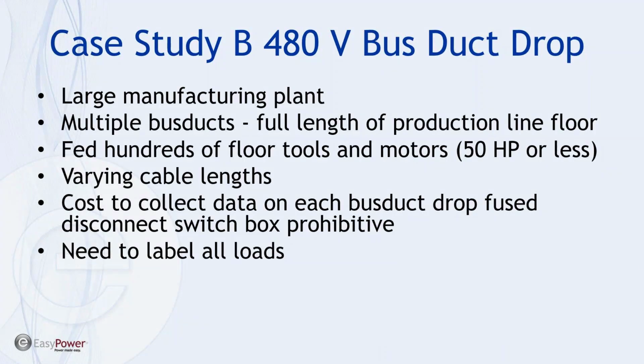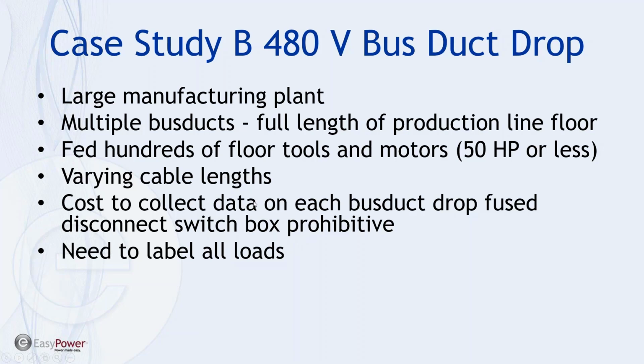Now the second case is a little bit different because it's on a 480 volt bus system. In this case, this was a large manufacturing plant. In fact, they had several facilities, and in each facility, they had multiple bus ducts that ran the full length of the production line, and each of these bus ducts fed hundreds of floor tools and motors. Most were 50 horsepower or less that were connected with variable cable links.